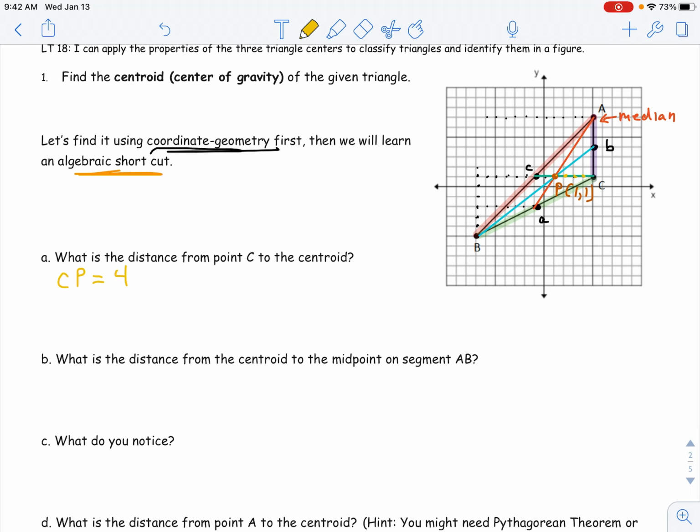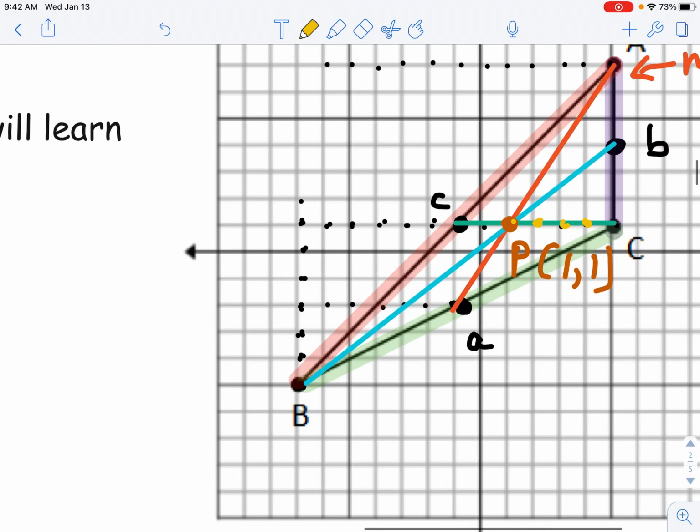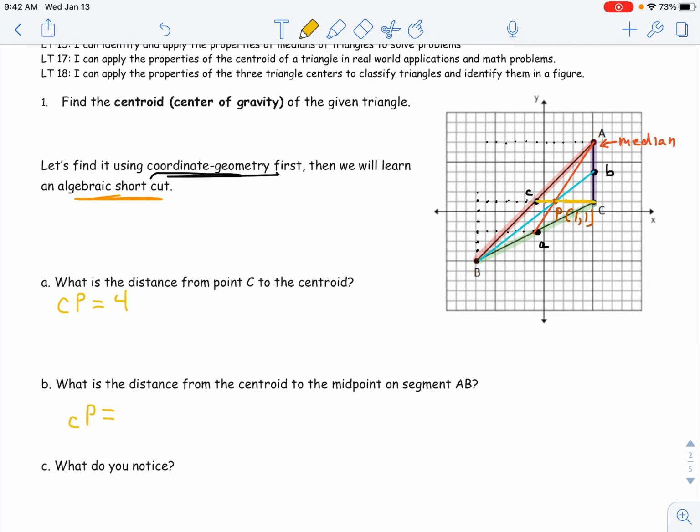What is the distance from the centroid to the midpoint on segment AB? Well, it's lowercase c, uppercase P, because now we're finding this distance right here. So we found that this length of 4 over here. Now we're finding this length 2. All right.